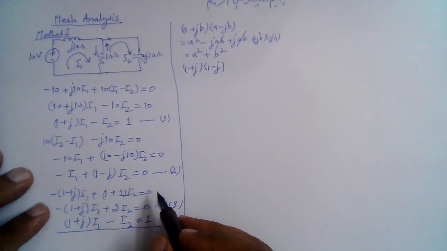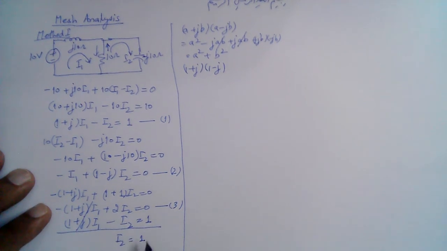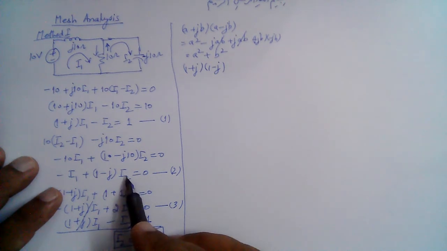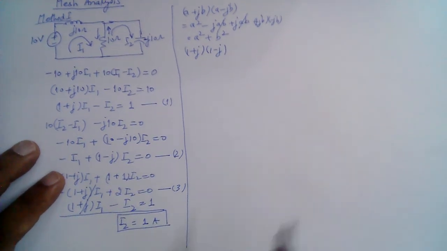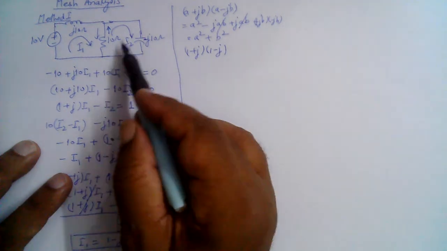If we add this equation, so this will be I2 is equal to 1 ampere, right? And substituting this value of I2 here, we obtain the value of I1. So I1 is equal to 1 minus j into 1, so that is simply 1 minus j ampere, right? So this is the value of current I1. This is 1 minus j ampere, and this is the value of current I2, which is 1 ampere.